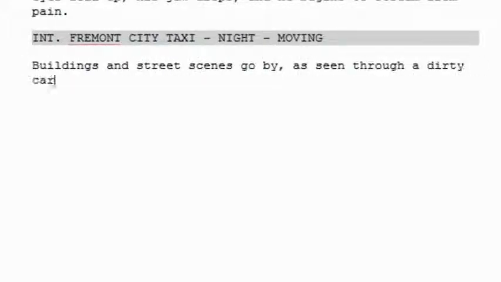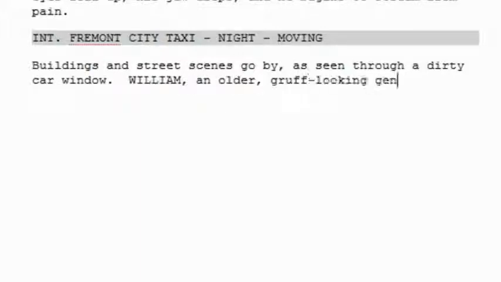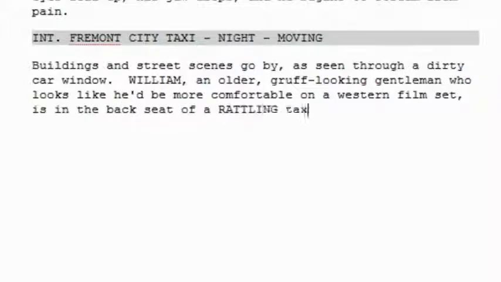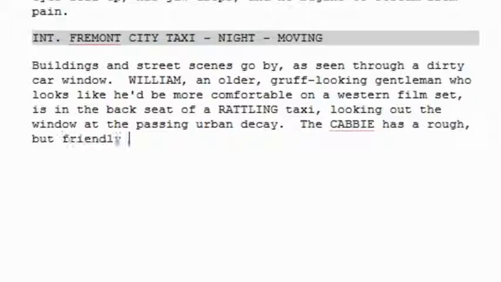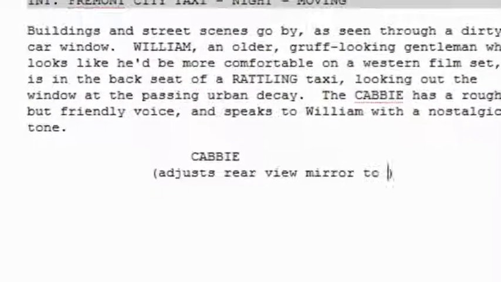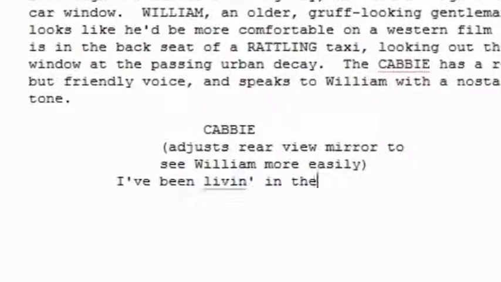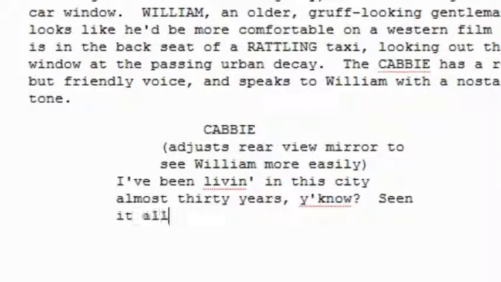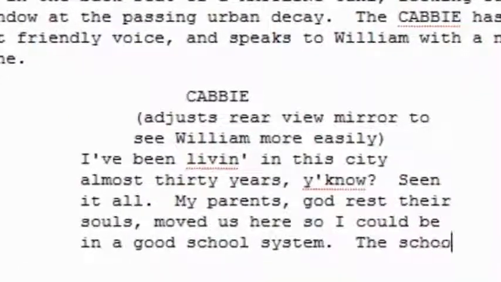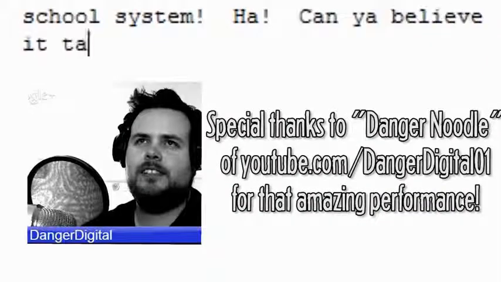Interior Fremont City taxi. Night. Moving. Buildings and street scenes go by as seen through a dirty car window. William, an older, gruff-looking gentleman who looks like he'd be more comfortable on a Western film set, is in the back seat of a rattling taxi, looking out the window at the passing urban decay. The cabbie has a rough but friendly voice and speaks to William with a nostalgic tone. Cabbie adjusts rearview mirror to see William more easily. I've been living in this city almost 30 years, you know. Seen it all. My parents, God rest their souls, moved us here so I could be in a good school system. The school system! Can you believe it? To look at this place?